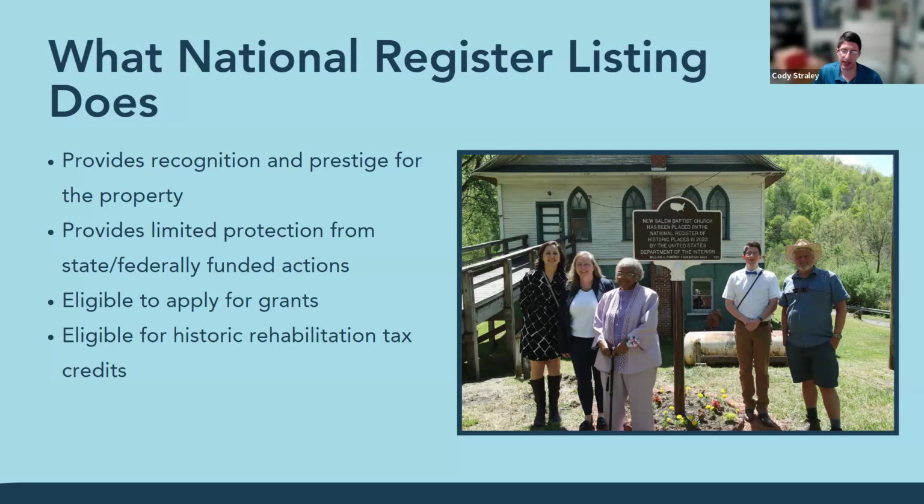And then properties can be eligible to apply for grants, both through a SHPO or through various nonprofit organizations. And properties are eligible to apply for historic rehabilitation tax credits. So if you want to do work on your property, you can get a pretty good tax credit, about 25% commercial for our state, and the level can vary by state. But it's a good way of financing renovation work on a property to help make it productive and useful for a community again.